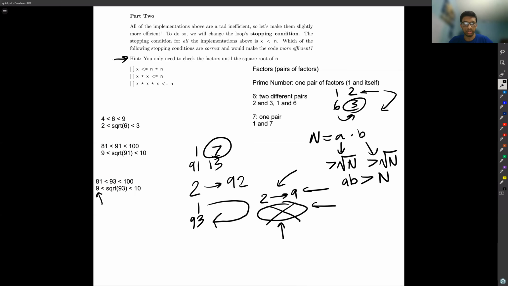This is kind of a long explanation. If it still doesn't make too much sense, that's totally fine. Thinking about it in terms of the factor pair will probably be a little confusing at first, but yeah, that is how this works.